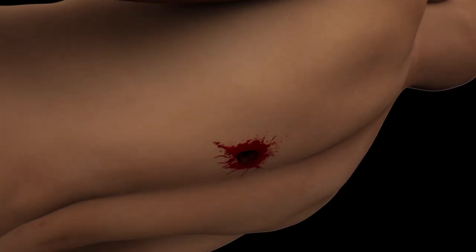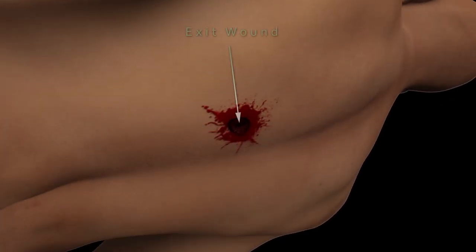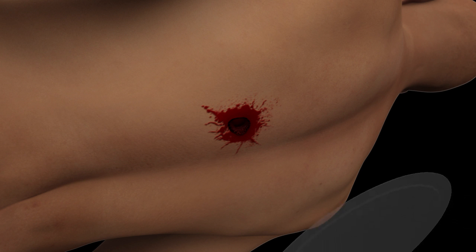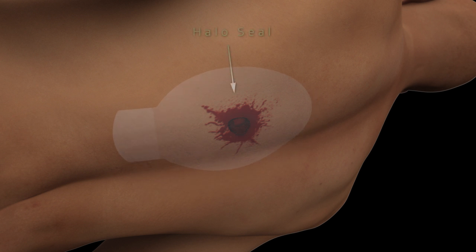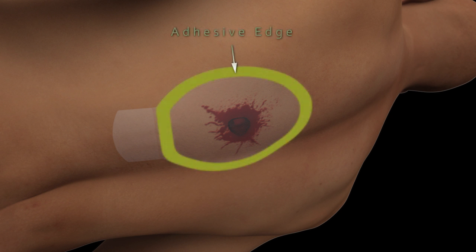The victim should be quickly assessed to determine whether there is a single entry wound or if an exit wound is also present. Wounds in the back of the chest should be treated by the application of a non-vented occlusive halo dressing. The central window of the sticky gel dressing should be centered over the chest wound, and the edges of the dressing should be firmly applied to the chest to ensure a complete seal.